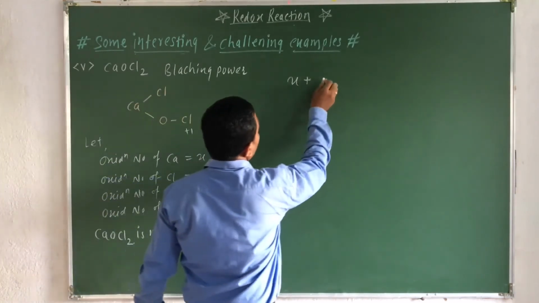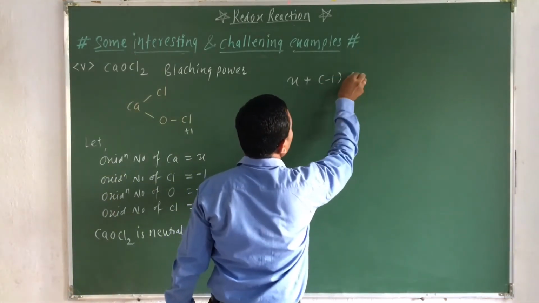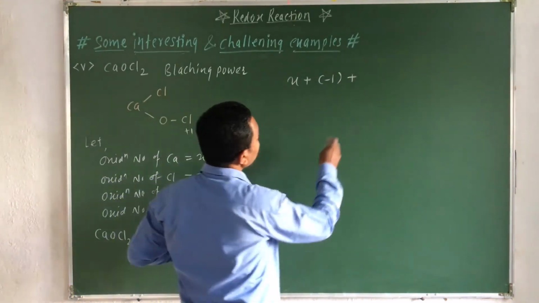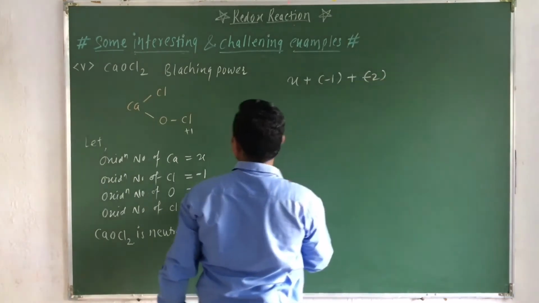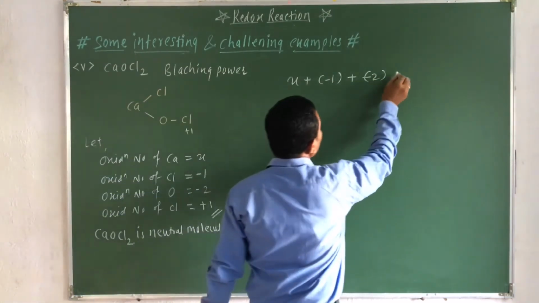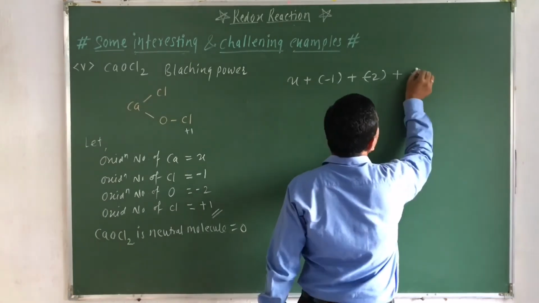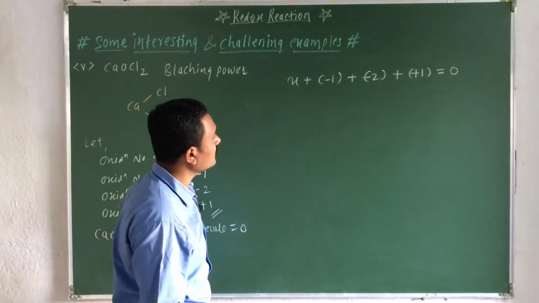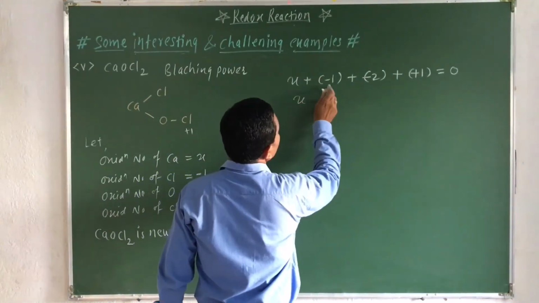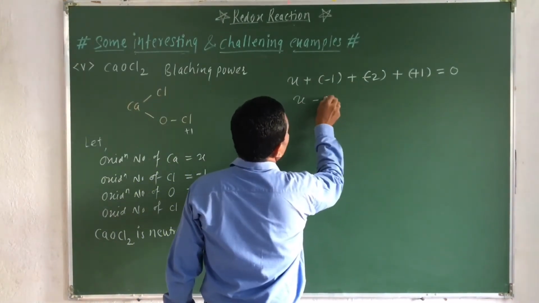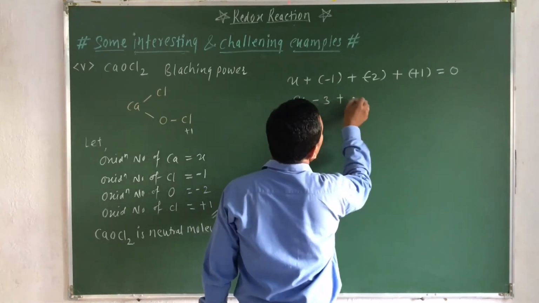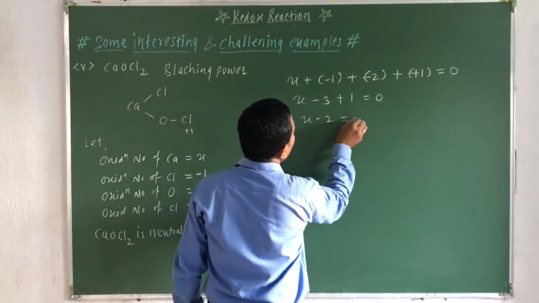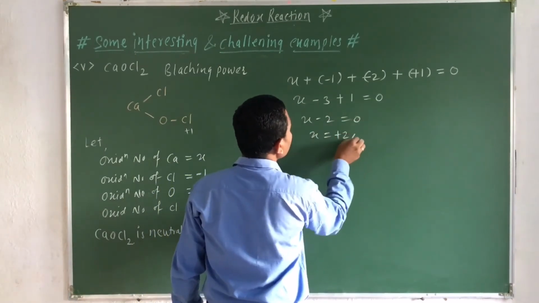now for one chlorine atom its oxidation number will be equal to -1, therefore I will write it in the square bracket, -1 for this chlorine atom. Now for the oxygen atom the oxidation number will be -2, and for this chlorine atom the oxidation number will be equal to +1, which equals 0 as it is a neutral molecule. Now do the mathematical calculations. -2 -1 equals -3, +1, which equals 0. Therefore X -2 will be equal to 0, therefore X will be equal to +2.